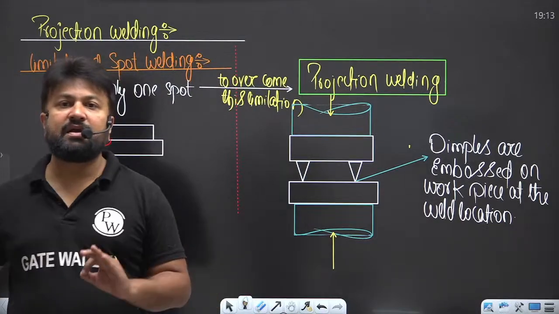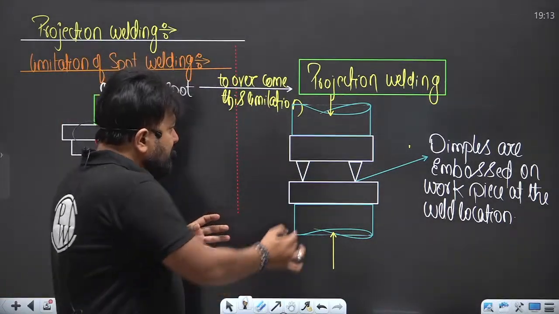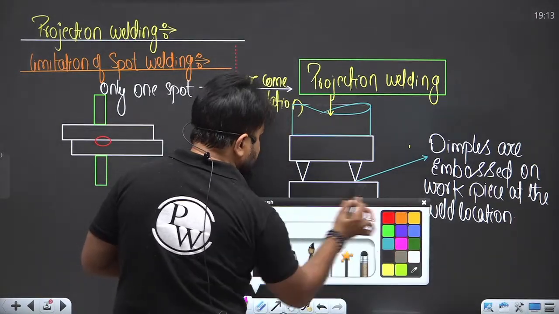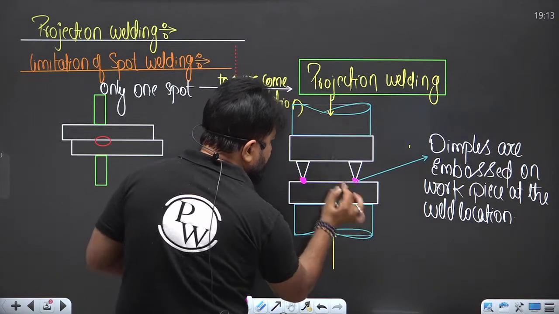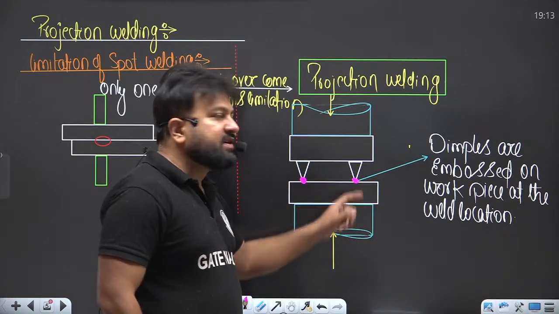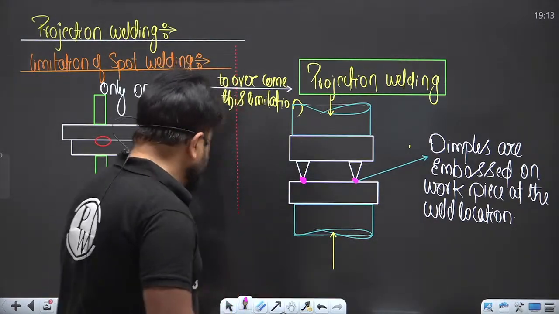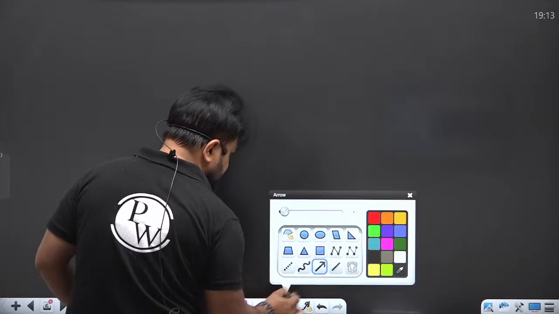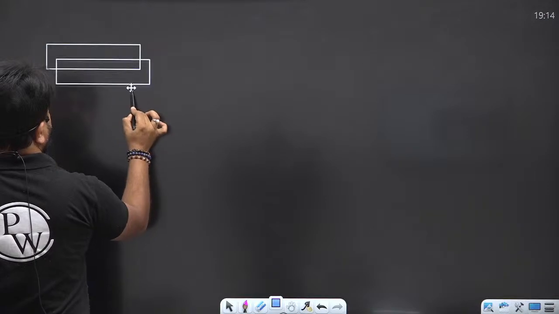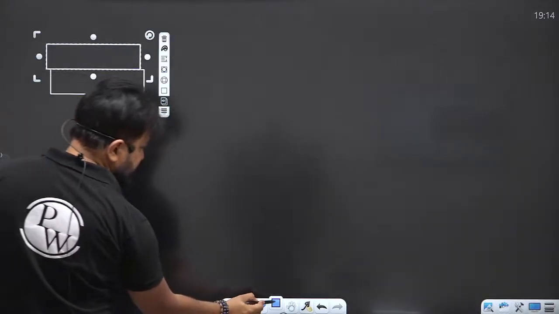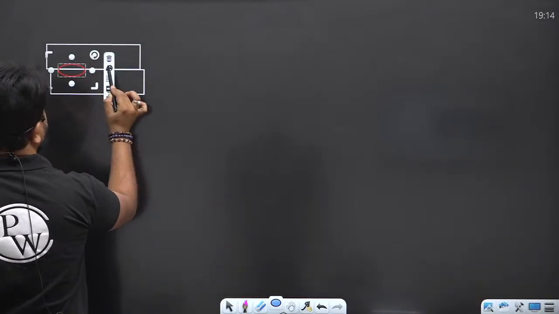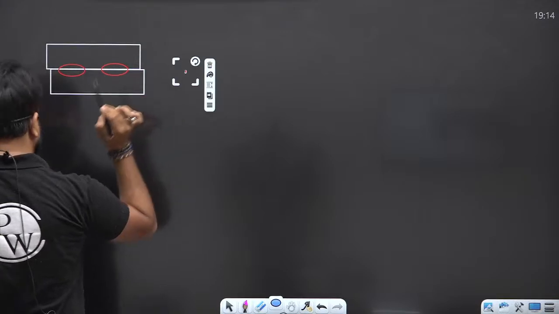Now, when the current passes here, please see, at this location the heat is going to be developed, right? So at this location, the joints are going to be formed. So after the process, what is going to happen? Multiple joints are going to be produced at a time, my dear.